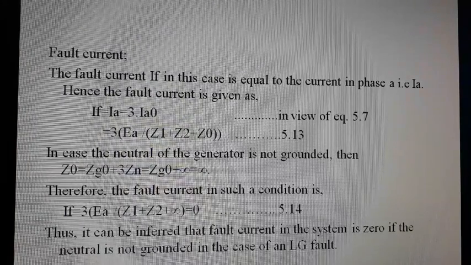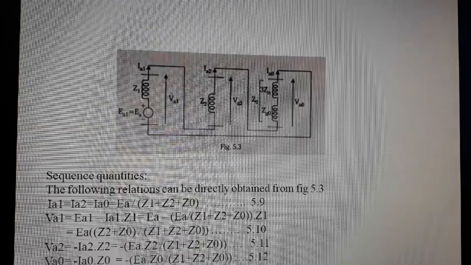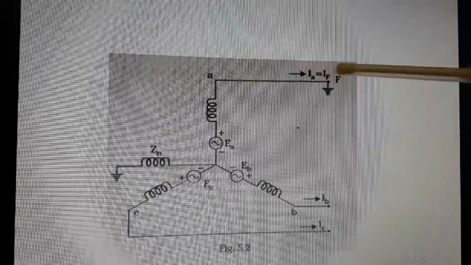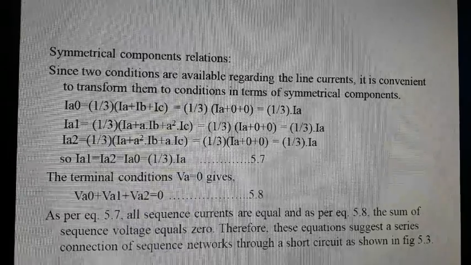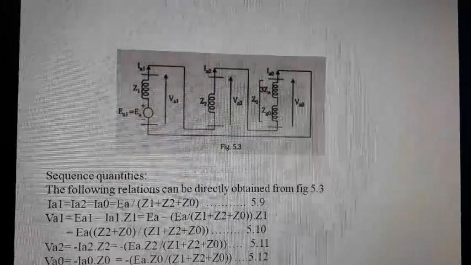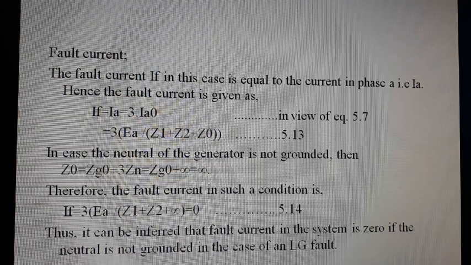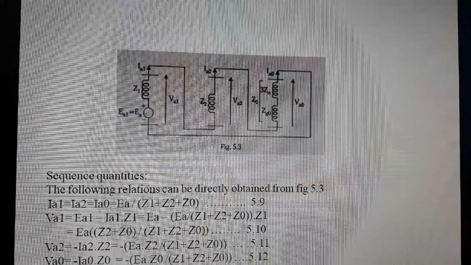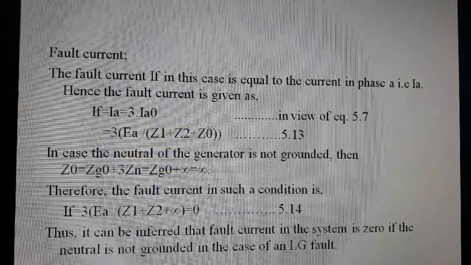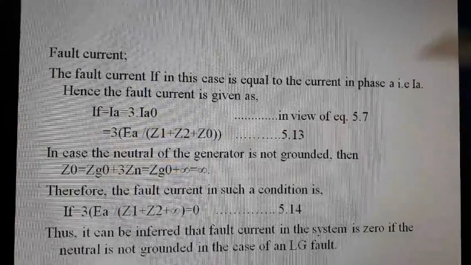Now how to find the fault current? As the fault is occurring at phase A, the fault current IF is equal to IA. The current through phase A is nothing but the fault current. IA is nothing but 3 times IA0. Therefore IF is 3 times EA divided by Z1 plus Z2 plus Z0, substituting the IA0 value from here. The fault current is shown here.